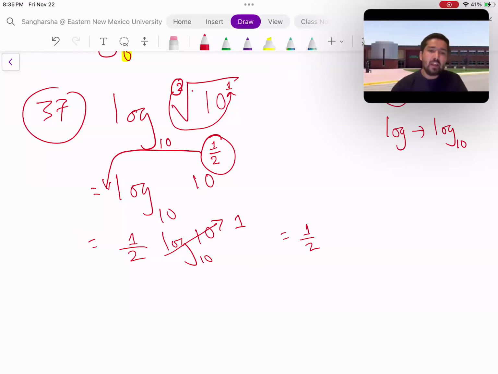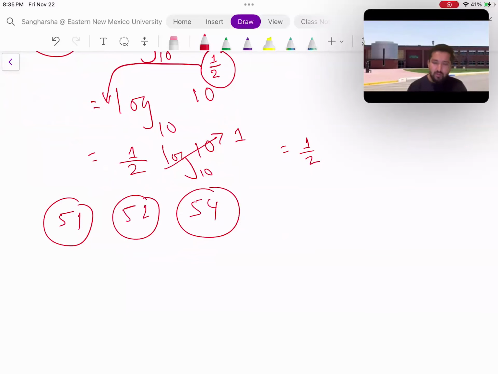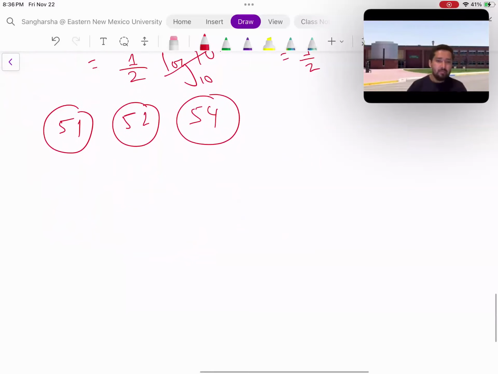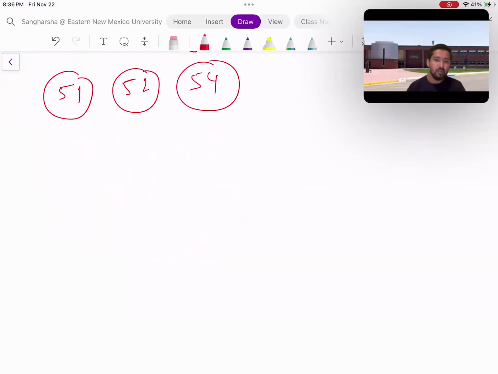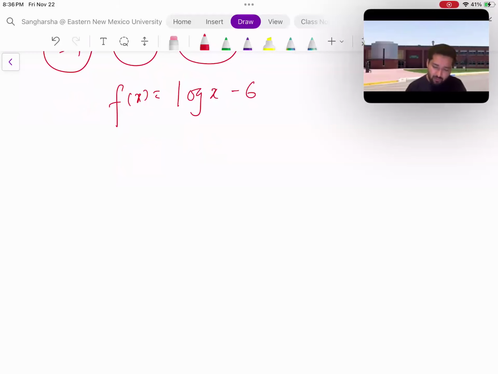Now here we are solving 51, 52, and 54. Here we are given a function and we are asked to use transformation, very similar to what we had earlier, to graph this function, and write down the domain, range, horizontal asymptote, and vertical asymptote. Okay, so let me pick one. Let me do 51. So our function is f of x equals log of x minus 6. We need to graph using transformation.